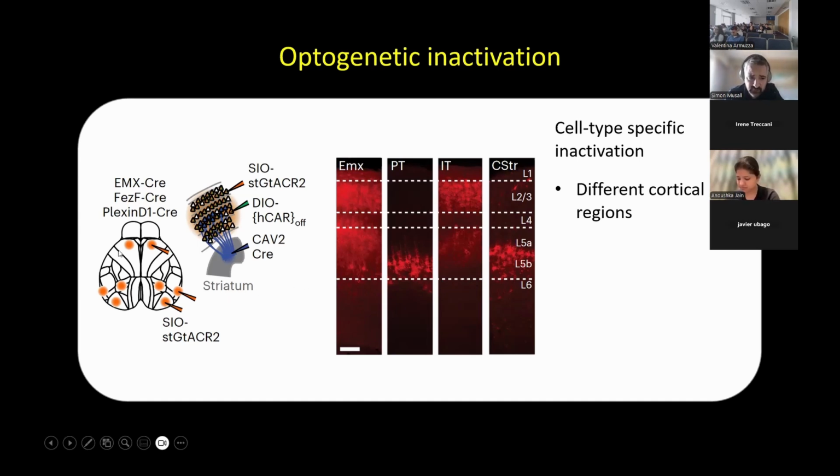In this case, we use viral techniques. So we inject different viruses that can trigger the expression of these constructs. And once the construct is present in the neuron, if we shine light on that area, we will inactivate the activity of these cells.